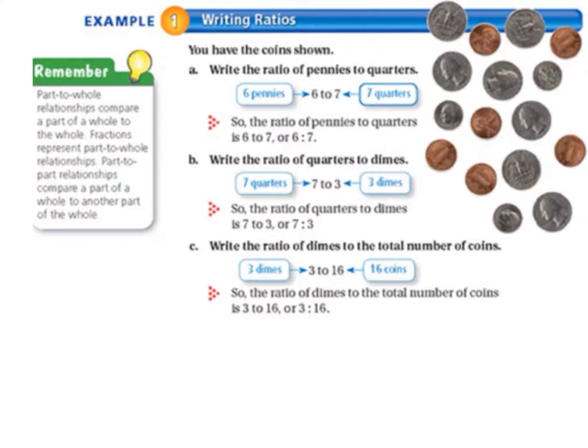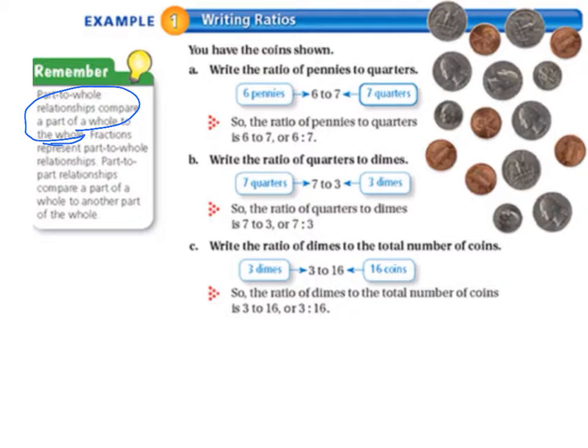Let's start with the remember part off to the side. It says, remember, part to whole relationships compare a part of a whole to the whole. So that's important stuff there. And it says, fractions represent part to whole relationships. Part to part relationships compare a part of a whole to another part of the whole.